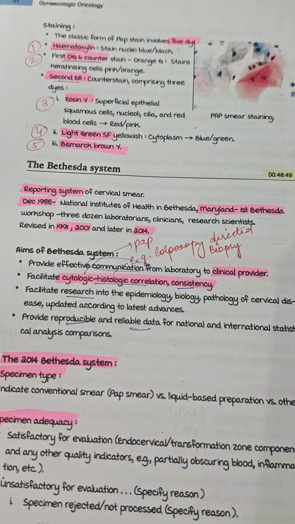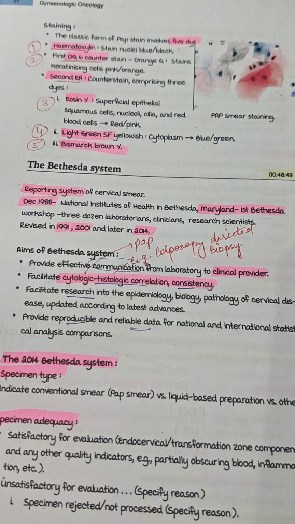Second, EA contains 3 dyes, that is eosin Y, light green SF, and Bismarck brown Y. So eosin Y stains superficial epithelial squamous cell nucleoli, cilia, and red blood cells red or pink. Light green SF stains yellowish, and cytoplasm blue and green. Bismarck brown Y is also present in this staining.